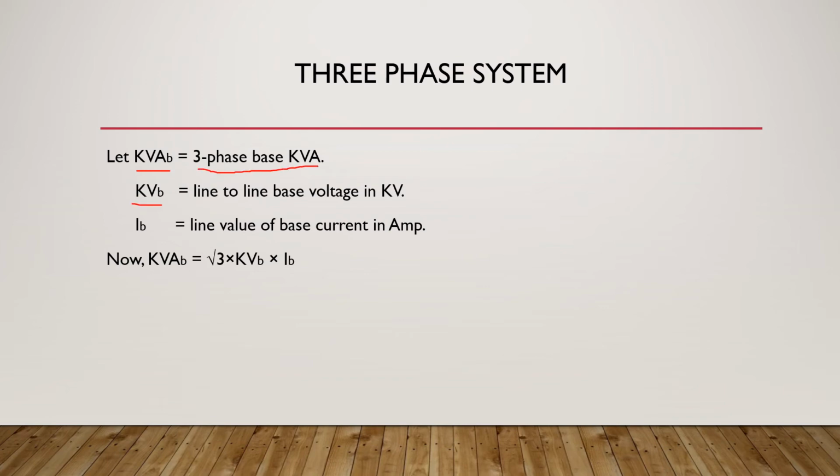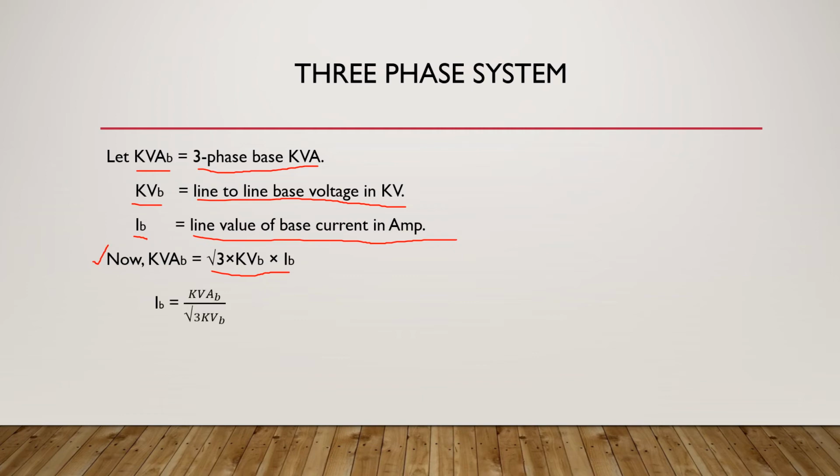kVB is the line to line base voltage in kV. Next, IB is the line value of base current in amperes. We all know that in a three-phase system, power is equal to root 3 into voltage into current. So simply root 3 into kVB, the line to line voltage, into IB, the line current.